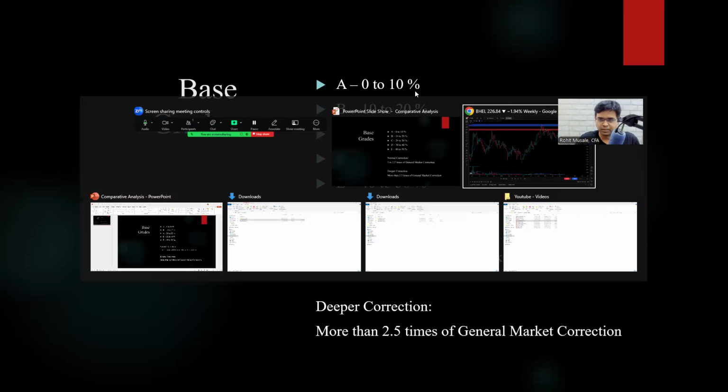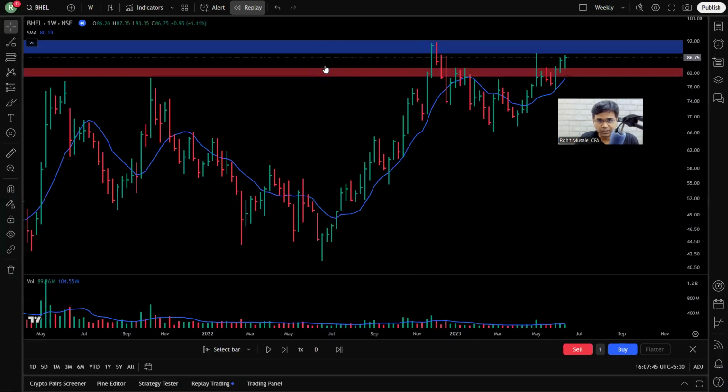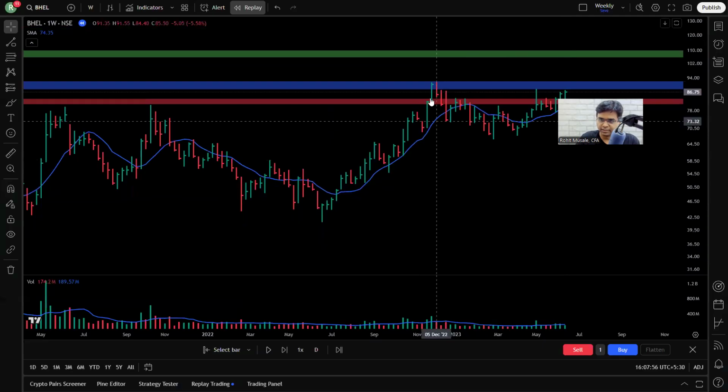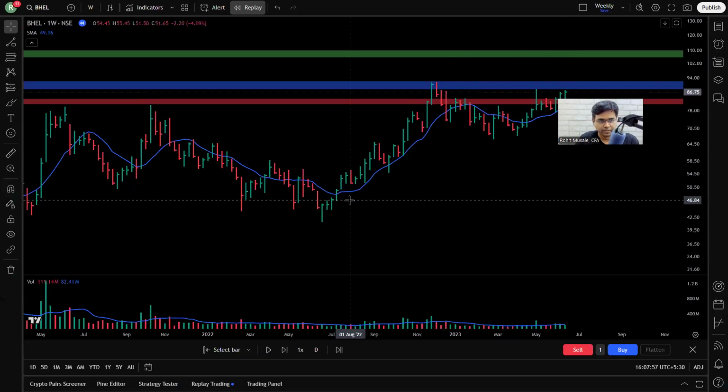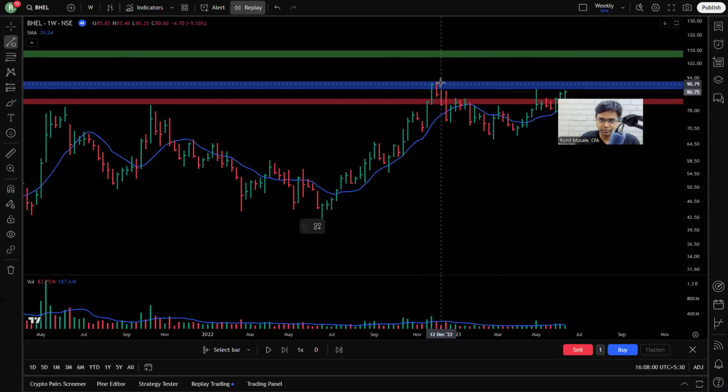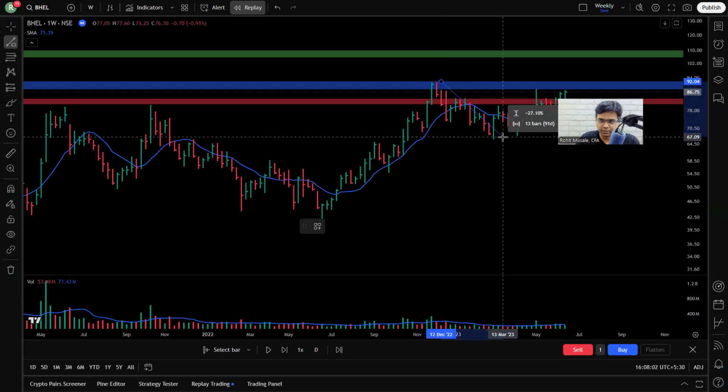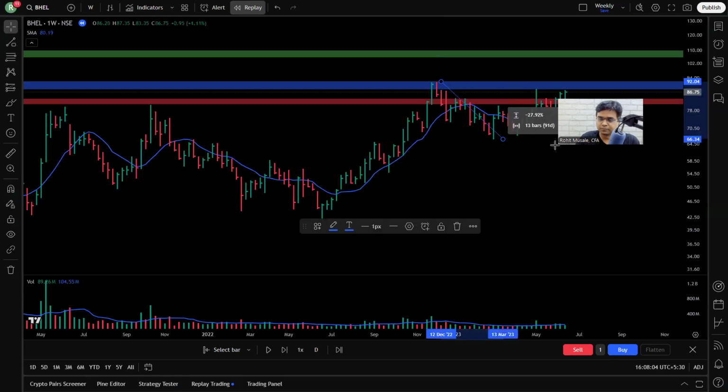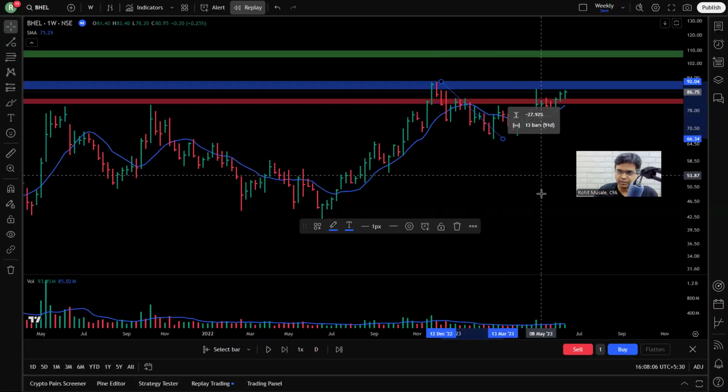So for example, we looked at this chart of BHEL. So see, this is the 52-week high, right? And that's the low of the base. And here you have the blue shaded area, the stop loss range, and the green shaded area. So that's how the base looks. So if I measure the height of this base from here till here, it's 27.92%. Okay. That's the height that I'm talking about, measured from the 52-week high.